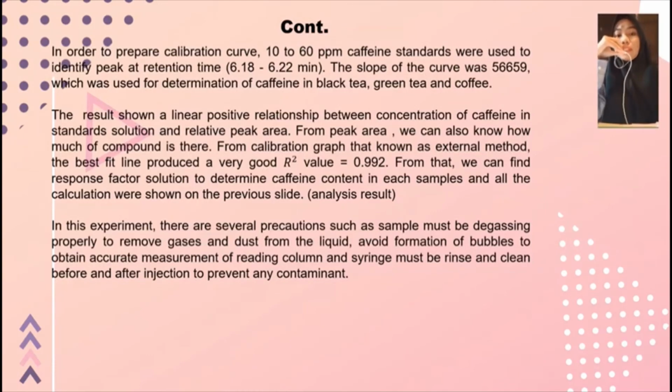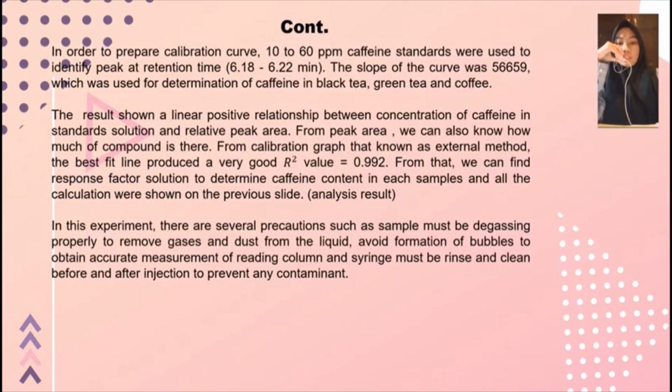From the caffeine standard curve, known as the calibration method, as you can see the line of best fit goes through many points and produces a very good R-squared value, which is about 0.9922. To find the caffeine content in our sample, we need to find the peak area of caffeine using the linear equation of the calibration curve for caffeine. And all the calculations were shown on the previous slide.